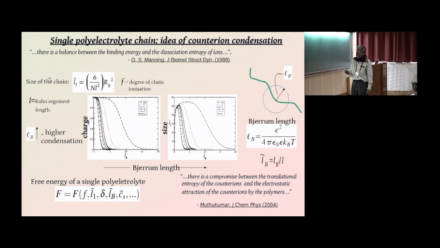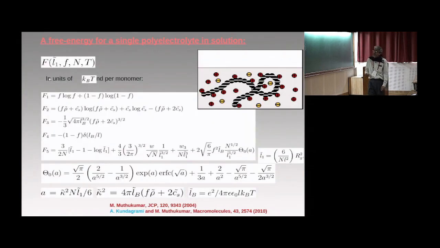I'll not discuss it here, but this range we can call the bare charge electrostatic regime, and this is the condensation regime. The size of the chain goes down because the overall charge goes down with condensed counterions, and the repulsion between the charged monomers also goes down. So this is a standard free energy which people have been using for a long time, basically based on the Edwards Hamiltonian, and which takes care of the free counterions and the condensed counterions. I'm not going into the details.